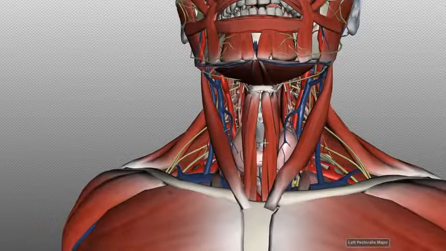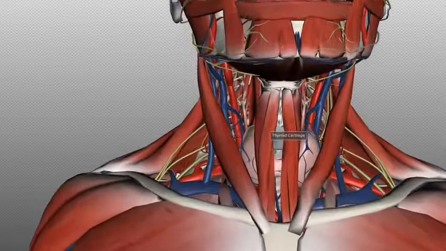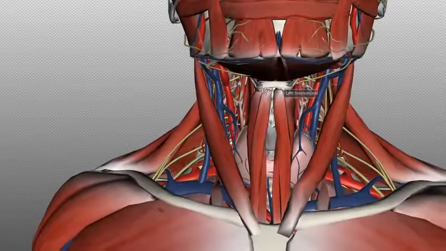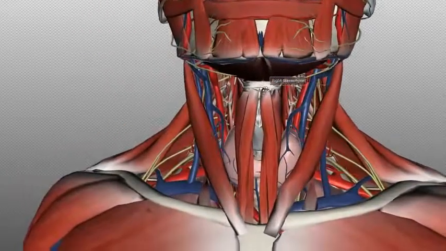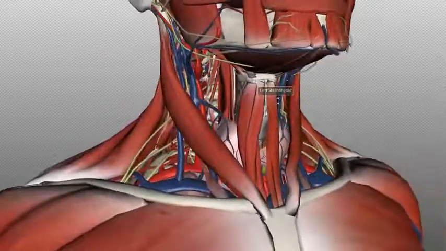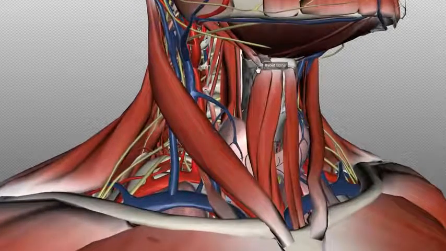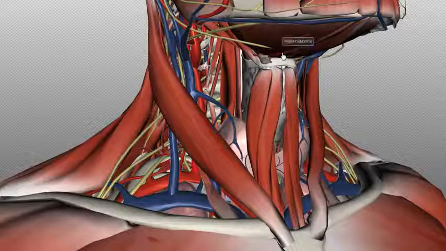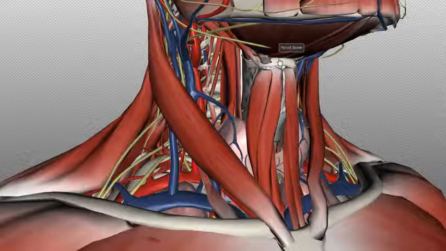As you can see here, there are several structures which run in the anterior triangle of the neck, and I won't go into huge detail on what these are, but I'll just quickly go through them. You can see this bone here. This is the hyoid bone, and this bone is important because it forms the attachment for many muscles which make up the floor of the mouth, and it provides attachment for the tongue muscles, and it's involved in swallowing. So this is the hyoid bone here.